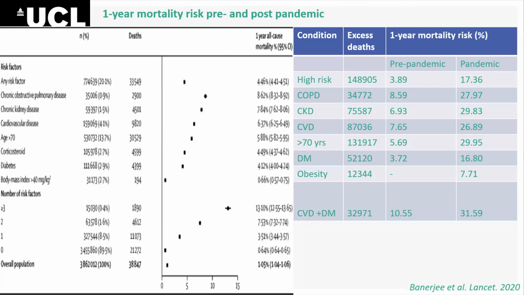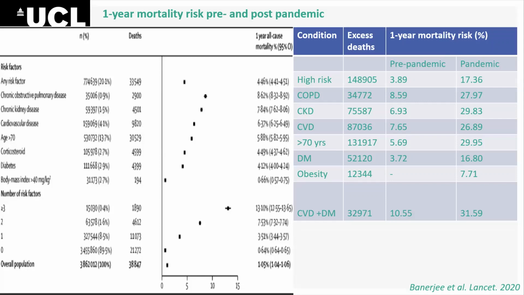And so on the right here, I've got the number of deaths. And by excess deaths here, we mean people who've got a COVID-19 code and died. And we've got the pre-pandemic mortality risk and pandemic mortality risk. So broadly, the pre-pandemic mortality risk estimates, as you might expect, are similar to what we got in CPRD, but we see across all the high-risk conditions really frightening one-year mortality risk in these high-risk conditions.